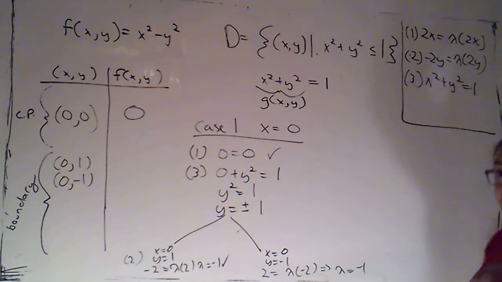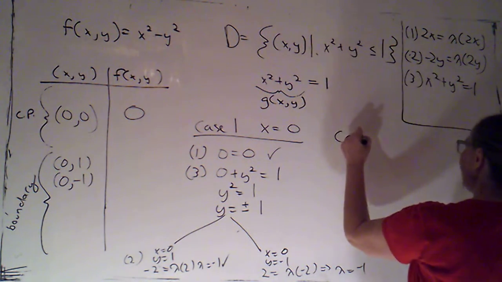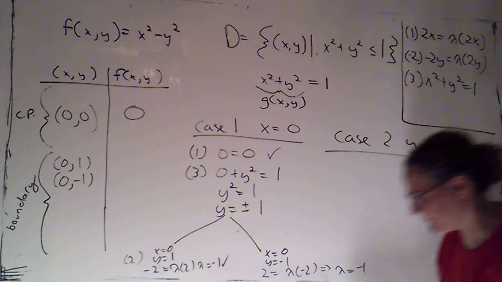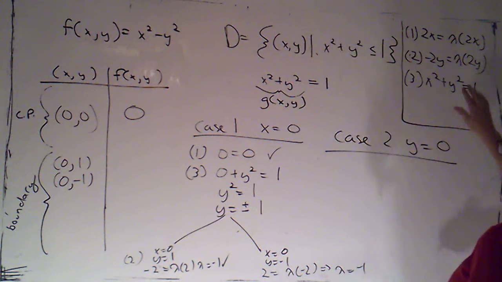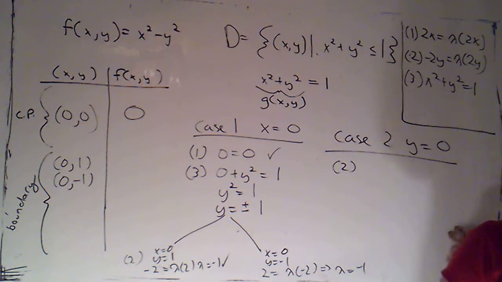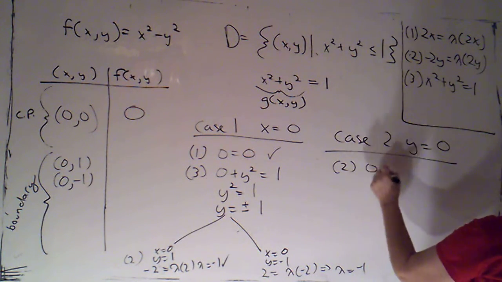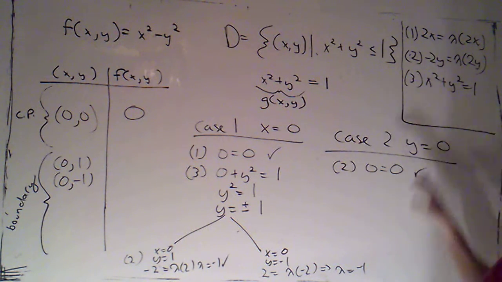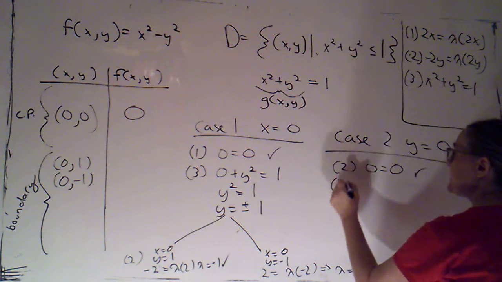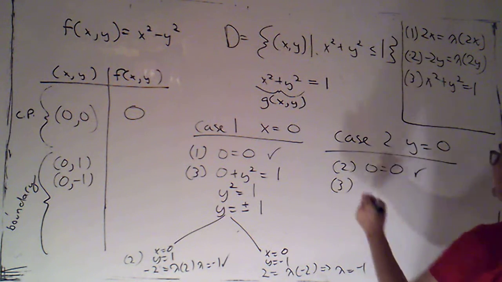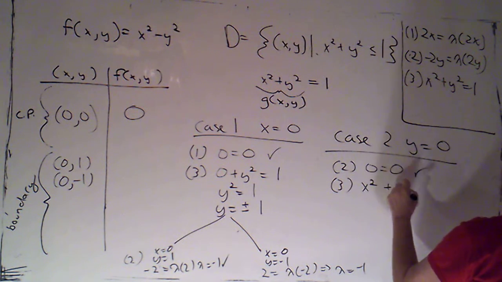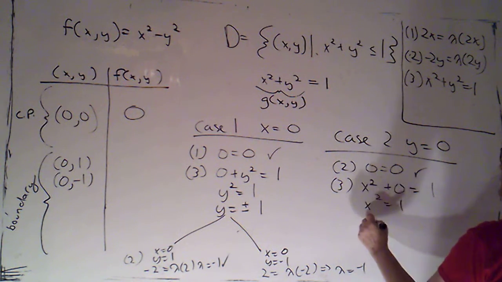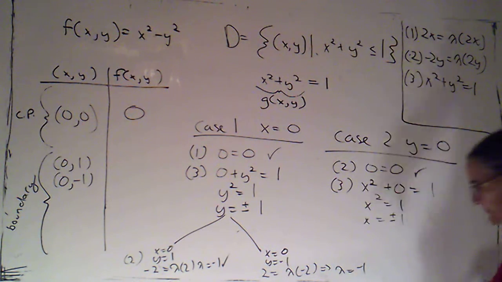Looking at equation 2, what else could go wrong? Well, y could be 0. Now here, I think I'm going to start with equation 2. If y is 0, equation 2 becomes 0 equals 0, so it's true. I'm going to go to equation 3, because that's the other one that has some y's in it. This becomes x squared plus 0 equals 1. X squared equals 1. X is plus or minus 1.